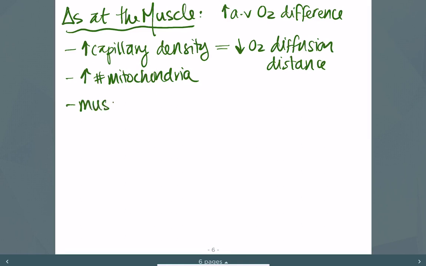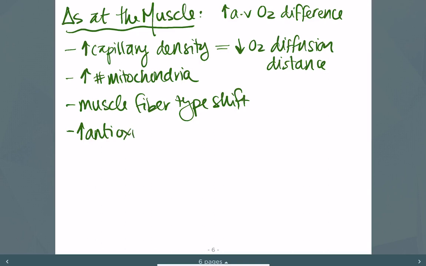There can be a muscle fiber type shift, making the muscle more able to use oxygen with the specific enzyme isoforms that are located there and the amount of myoglobin and all those things that can change over time with training. We have increased antioxidant capacity. That may or may not have made your list if you tried doing this list on your own. Antioxidant capacity is maybe making this more complete here.